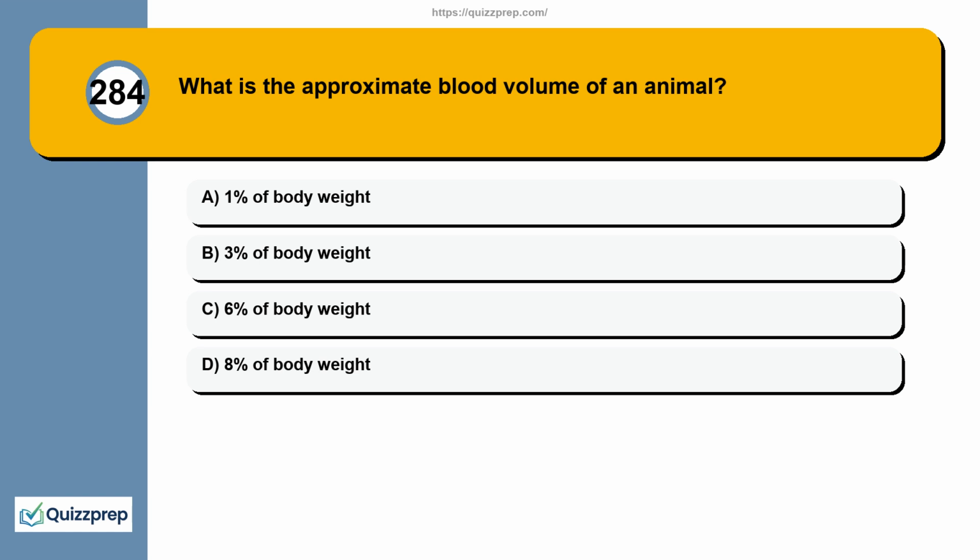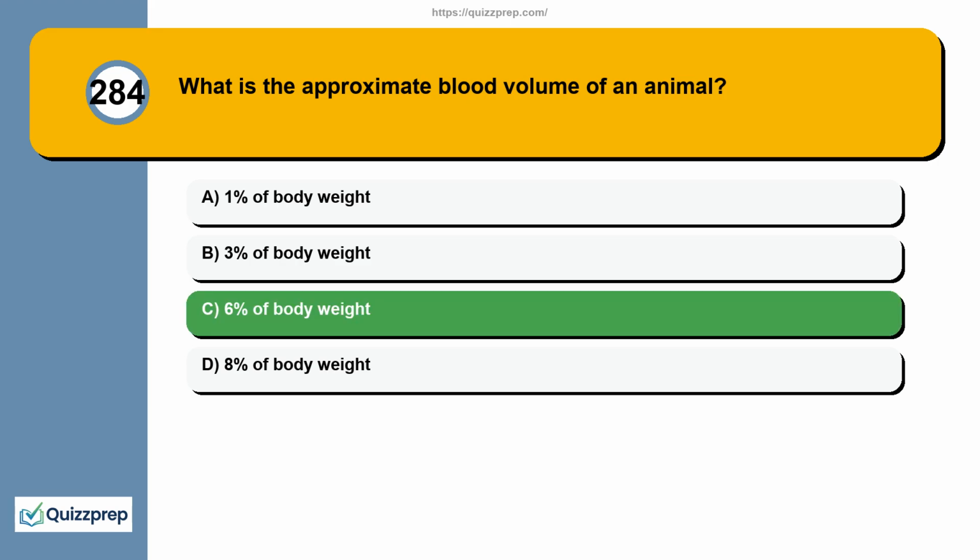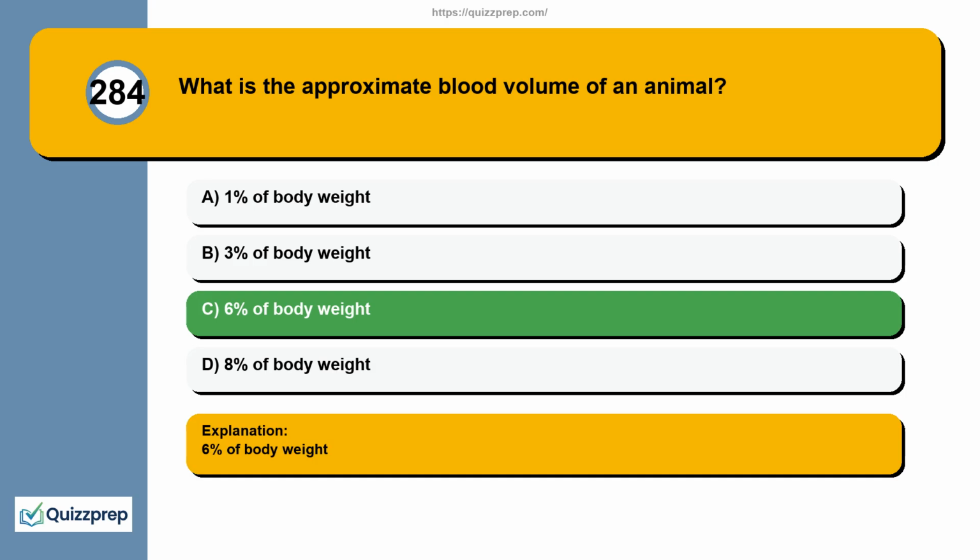Question 284. What is the approximate blood volume of an animal? Option A, 1% of body weight. Option B, 3% of body weight. Option C, 6% of body weight. Option D, 8% of body weight. The correct answer is Option C, 6% of body weight.